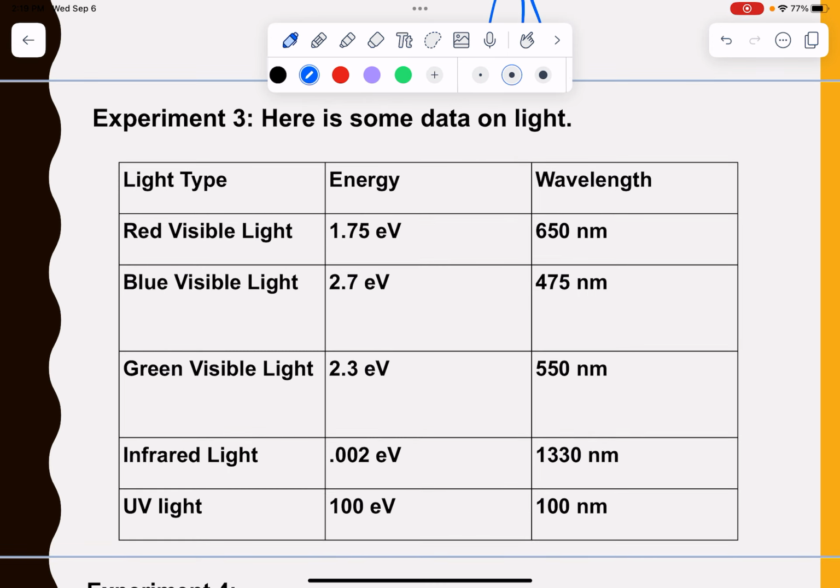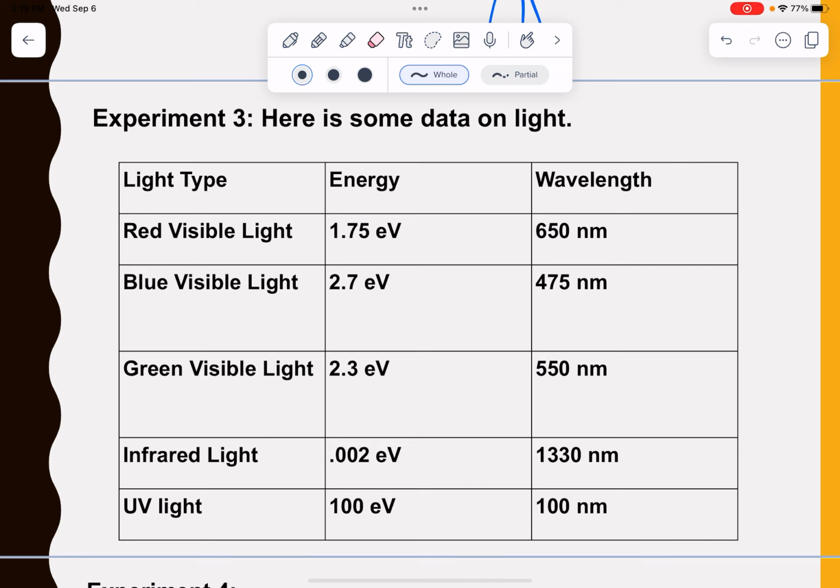Okay, so going along with light. Bohr realized that, hey, light interacts with electrons. So he wanted to study more about it. And so he looked here. He saw, okay, here are all the energies for these different colors of light. Red light has 1.75 electron volts of energy. And the wavelength of that light is 650 nanometers long. Basically what he realized is every color of light has a unique energy and a unique wavelength.